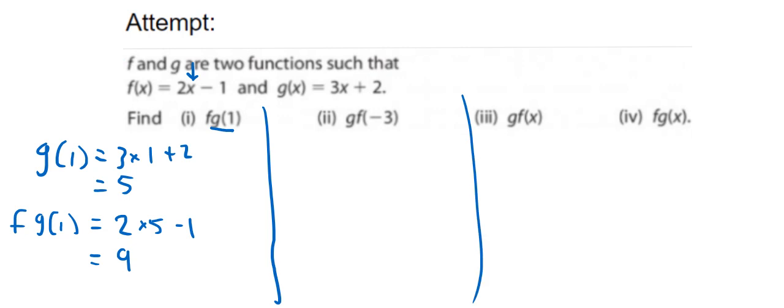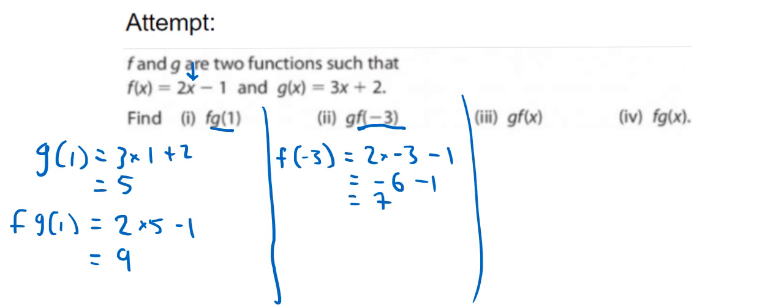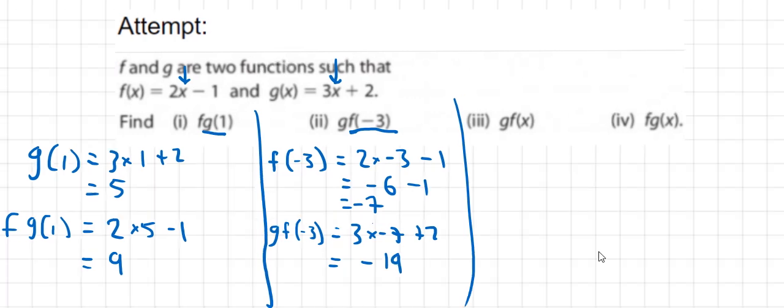Second one here, they ask us for g of f of minus 3. So because the f is beside the minus 3 here, I'm going to find f of minus 3 first. So f of minus 3 would be 2 multiplied by minus 3, minus 1. So that's minus 6 minus 1, which is minus 7. And then I'm asked for g of f of minus 3. So g of f of minus 3 then is where I take the minus 7 and I'm putting it into the x in the g function. So it's 3 multiplied by minus 7 plus 2. So 3 multiplied by minus 7 is minus 21, plus 2 is minus 19. So minus 19 is the final answer there.